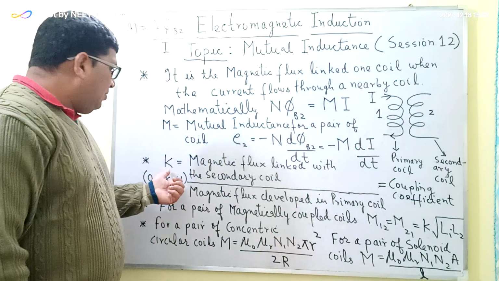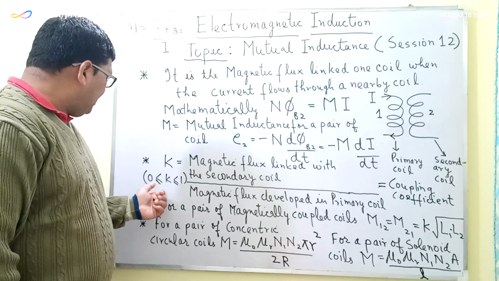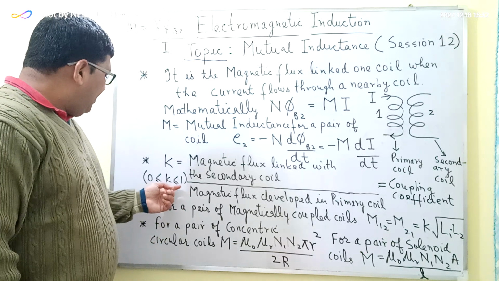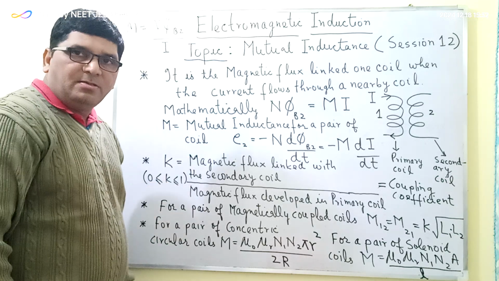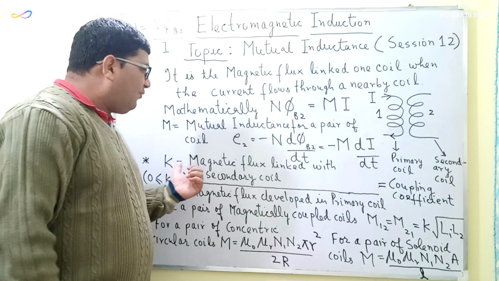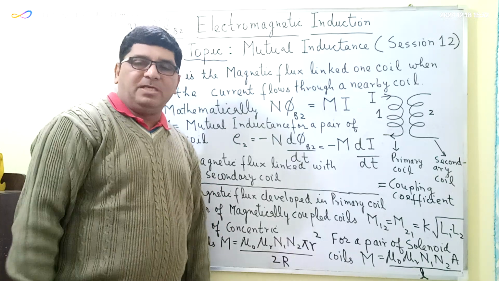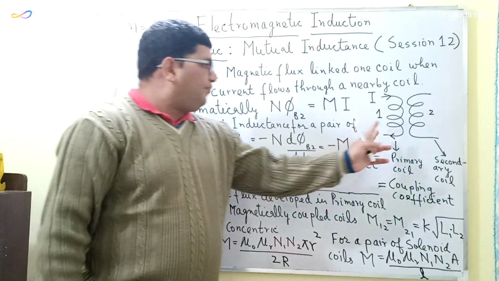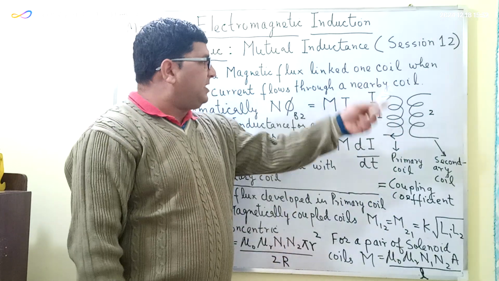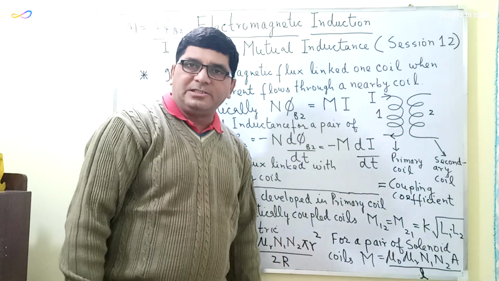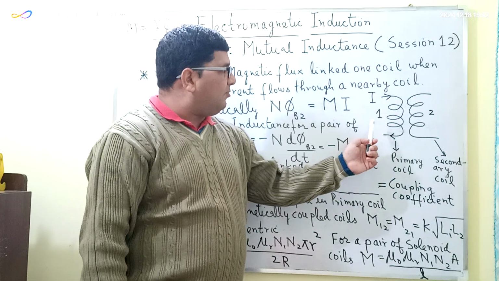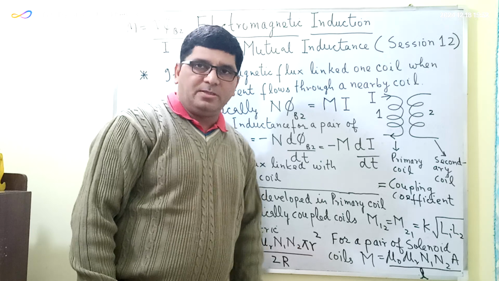Now the value of the coupling coefficient ranges from 0 to 1, and its value is generally less than 1 because of the flux leakage. And the value of K depends on many factors like the distance between the two coils, their relative position, the material which is surrounding these two coils, and the magnetic properties of the core on which these coils are wound.